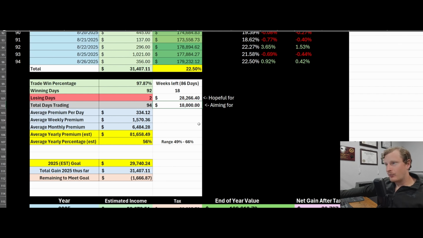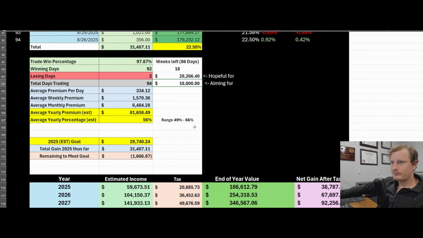There's some weeks where it's super red and it's hard to make those $1,000 weeks. But there's other weeks where it's easy to make $2,000. It's easy to make $3,000. So the market giveth, the market taketh away, and that's how we operate.